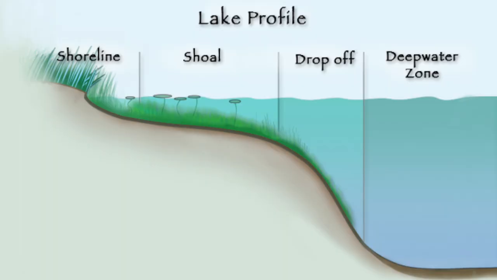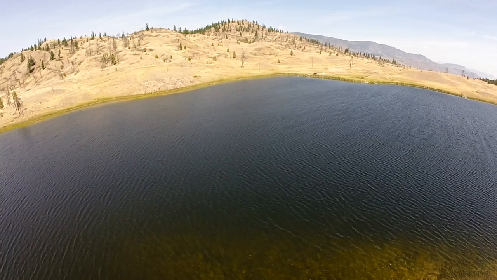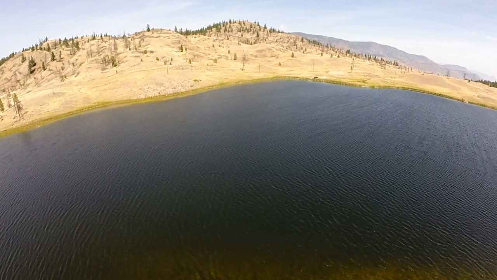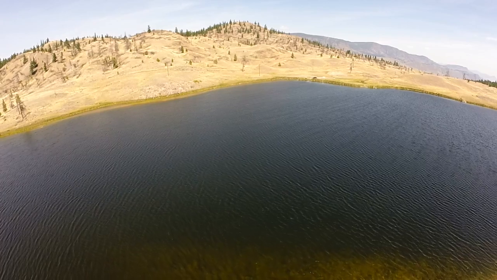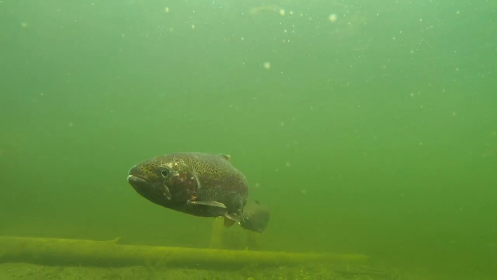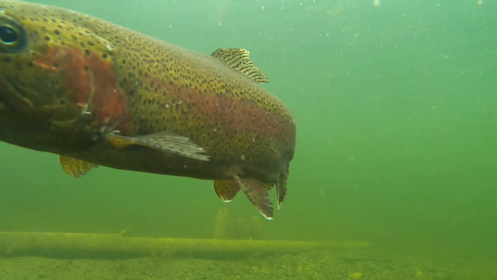And then you have the deep water zone. This is where trout go when they're not actively feeding, when perhaps environmental conditions such as weather systems have turned them off and put them down. They'll slide out into this deep water area and stage. There is some feeding out there, but the majority of the feeding is done on the shallow shoal area and that drop-off area.